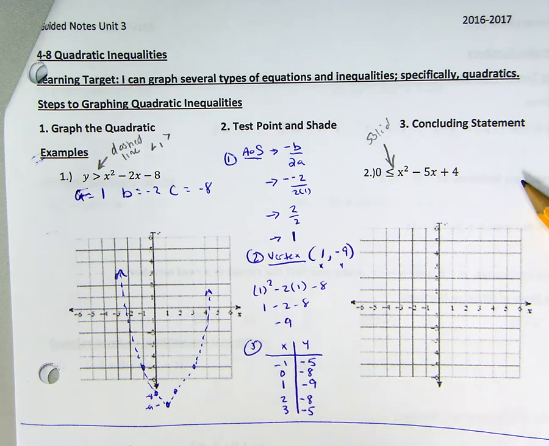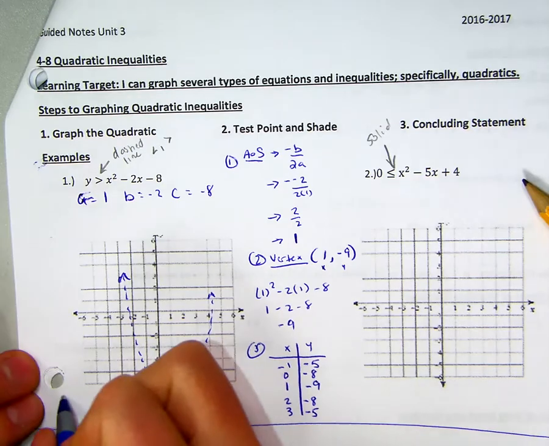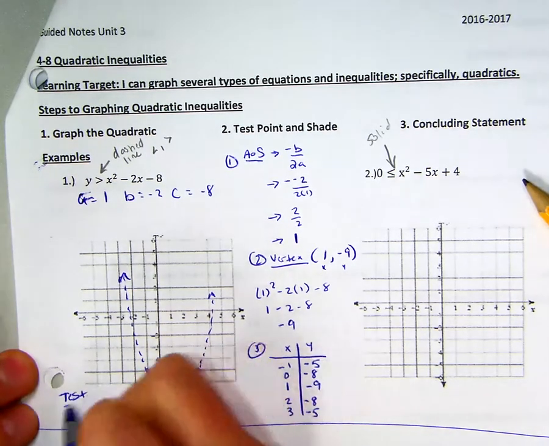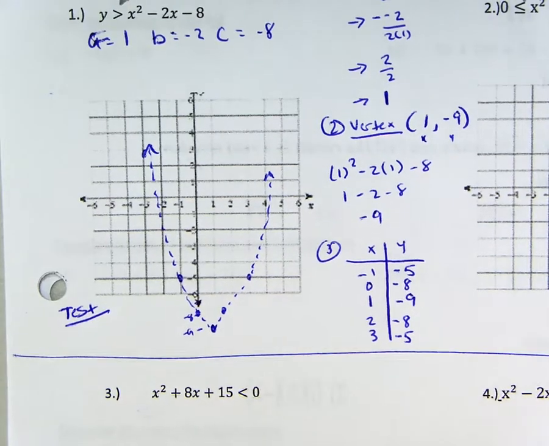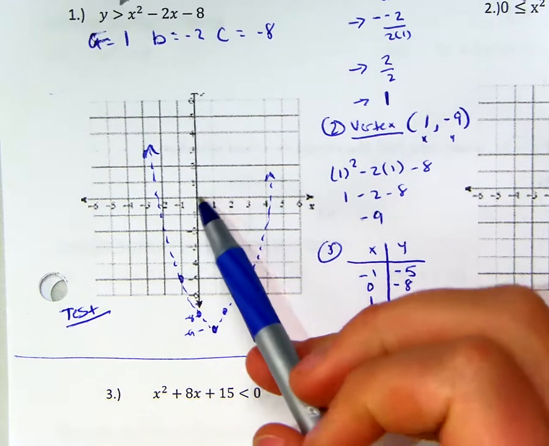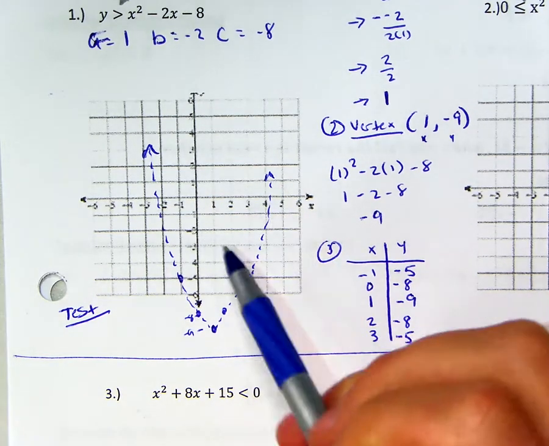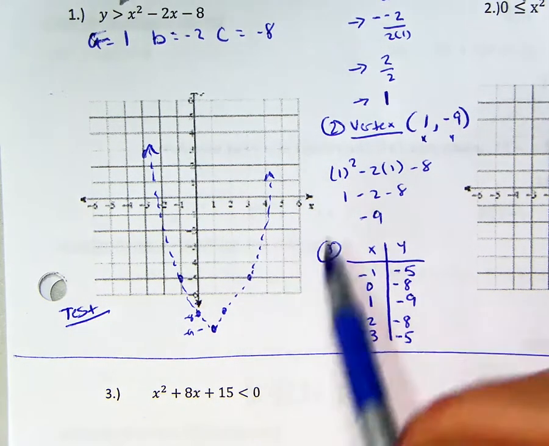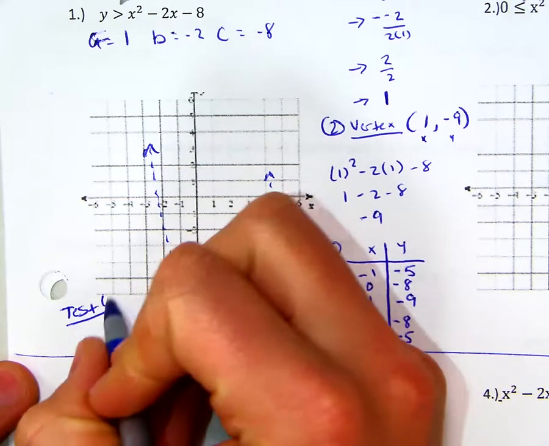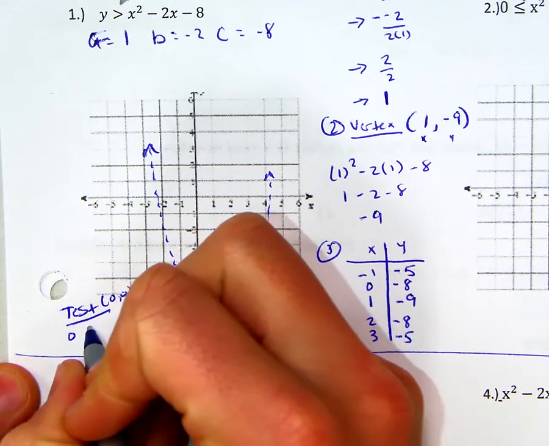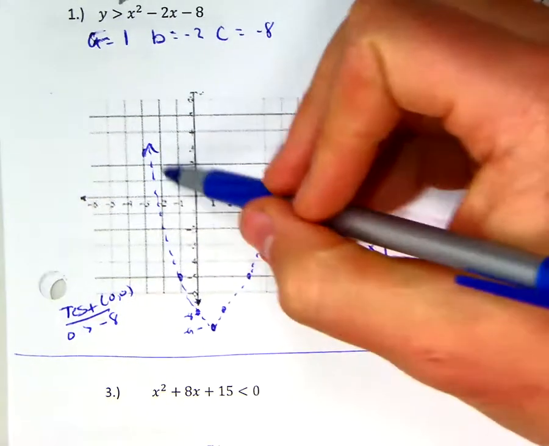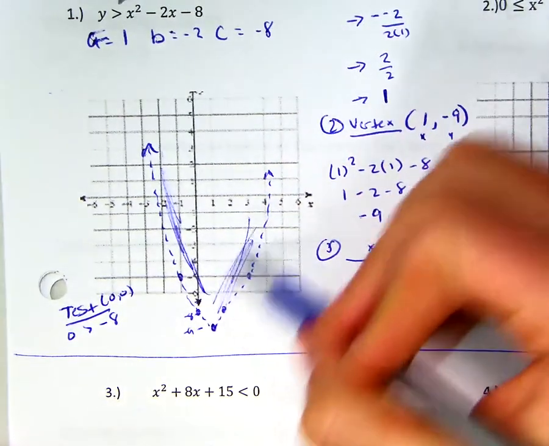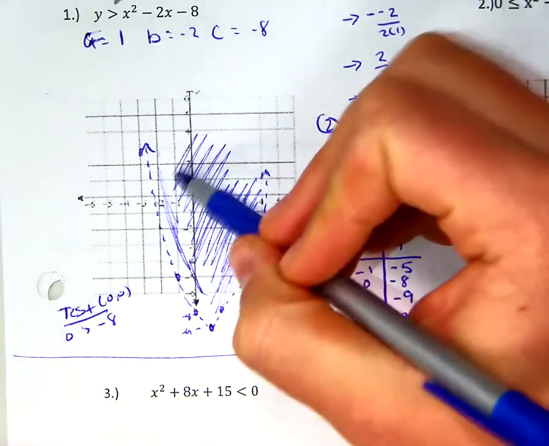Again, test 0, 0, the best one to do. So when I test this, put the test right down here. So we have test, and what we're testing is we're saying, all right, is 0, 0 a solution? Am I going to shade inside the quadratic or outside the quadratic? So I'm going to test 0, 0. So I get 0 is greater than -8. Is that true? Yes, it is. So I'm going to shade inside here.